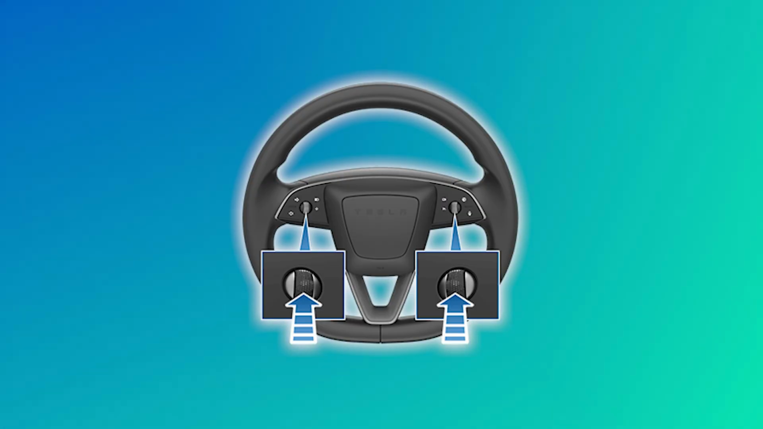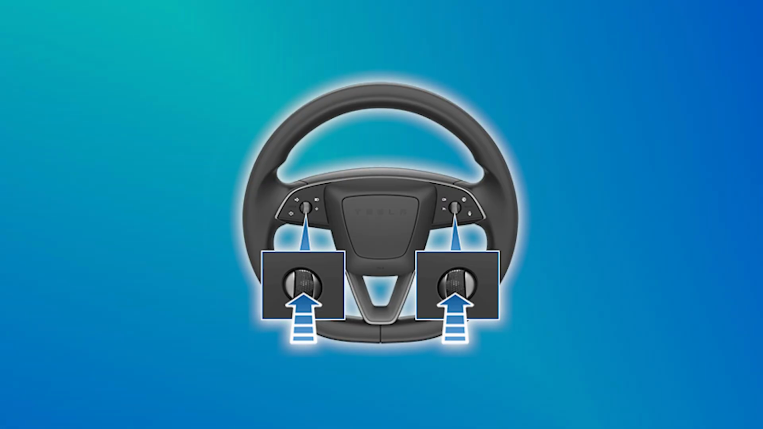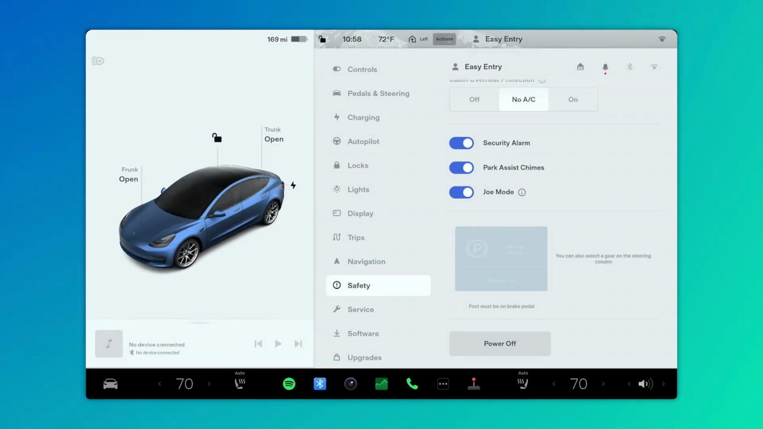If that did not fix the problem, try a full power cycle. On the touchscreen, go to Controls, then Safety and Security, and tap Power Off. The screen will shut down.